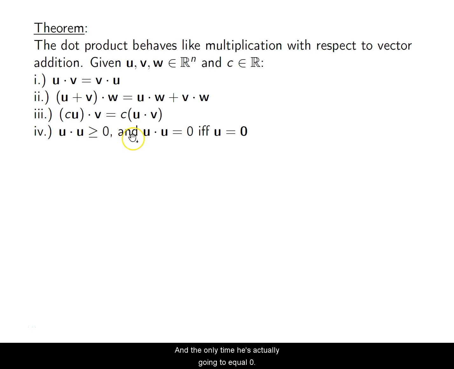And the only time it's actually going to equal 0 is if the vector you are taking the dot product of itself with is actually the 0 vector. So a vector dotted with itself is always positive. It will only be 0 if that vector is the 0 vector. This is very important as well. So let's go ahead and prove this one.